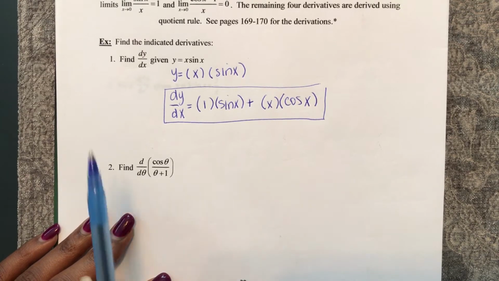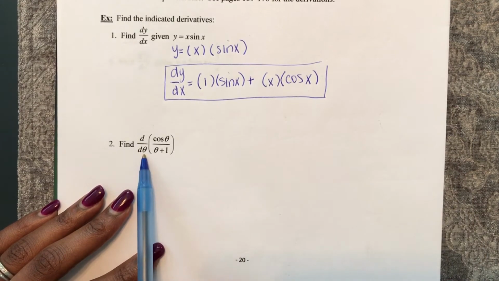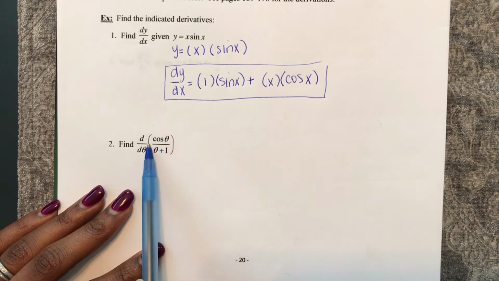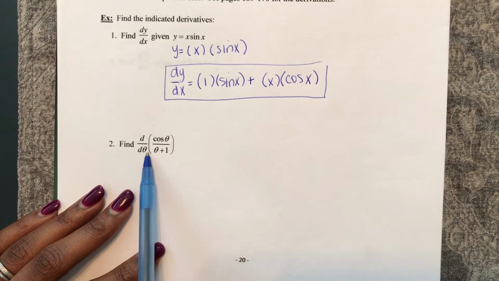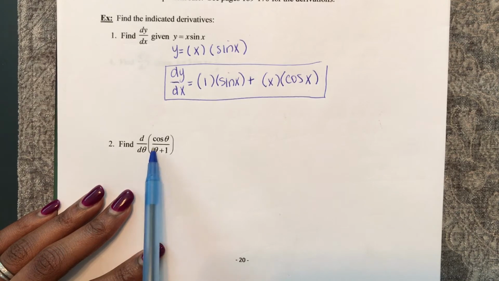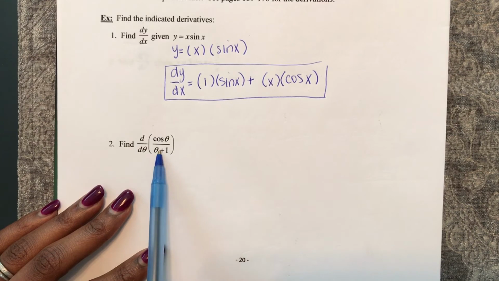So now in number two, we want to find dy/dθ of cosine θ over θ plus 1. So notice that this means that θ is my variable. So these are all treated as if, for instance, it was x. So to me, when I look at this problem, I see a quotient.